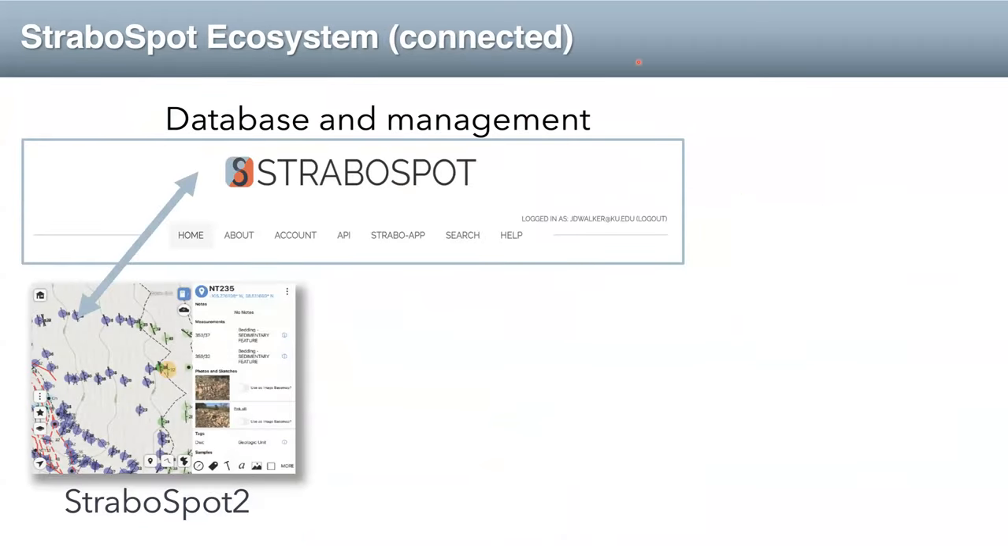So what we have for StraboSpot is what we'll call the StraboSpot ecosystem at this point. Ecosystem is kind of a new way of talking about collections of apps and data together. NSF is pushing this and they actually just had a call out for cyber ecosystems to be developed. So StraboSpot, and we'll get to this later, has your main login and your main portal that you go to. That's the database and management part of it. That connects directly with the StraboSpot 2 mobile app, which runs on both Android and iOS. And this is going to be the focus of this week, these two things and how they're connected.